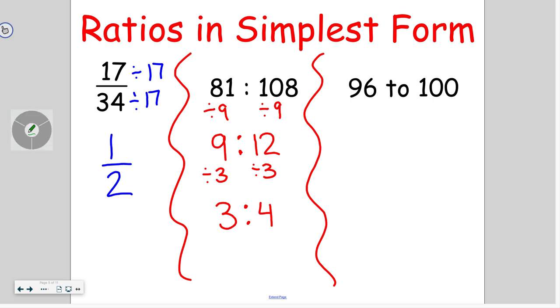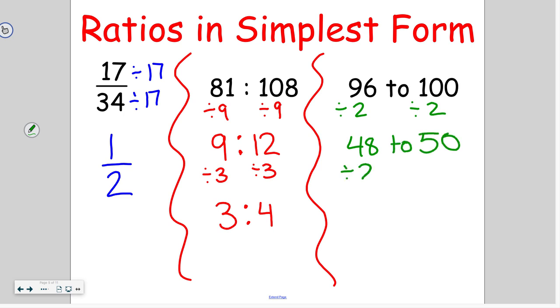For our last one, we can divide both of them by 2, and we get an answer of 48 to 50. Again, I could divide by 2, and I end up with a final answer of 24 to 25. Again, there are multiple methods for getting there as long as you get to that ultimate final answer of 24 to 25. So the first part of your homework is just going to be looking at simplifying ratios.